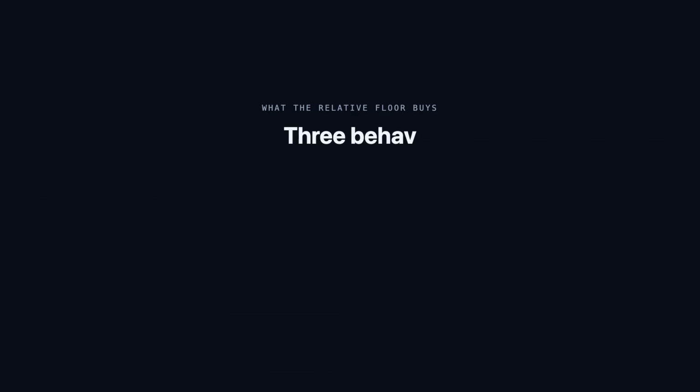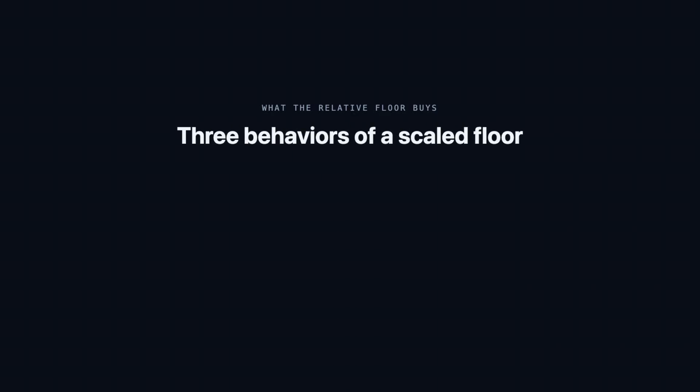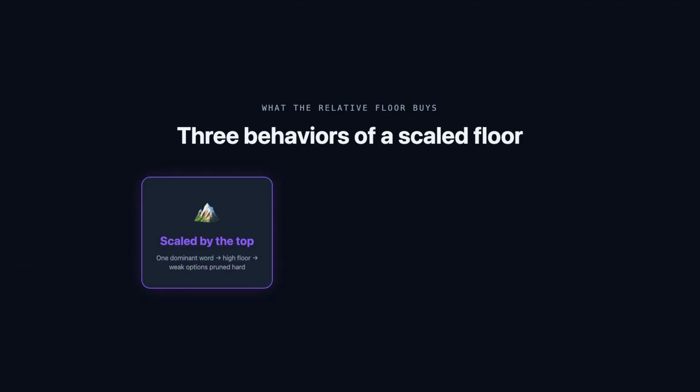That one design choice, a relative floor, gives it three useful behaviors. The floor is scaled by the strongest token. When one word clearly dominates the distribution, the bar sits high, so weak alternatives get pruned aggressively and the output stays firmly on the rails. You are essentially telling the model, if you're this sure, don't wander off to something 100 times less likely.